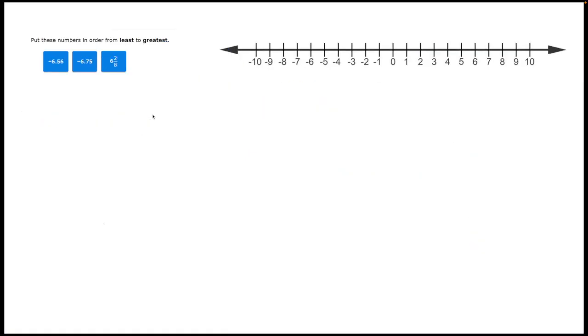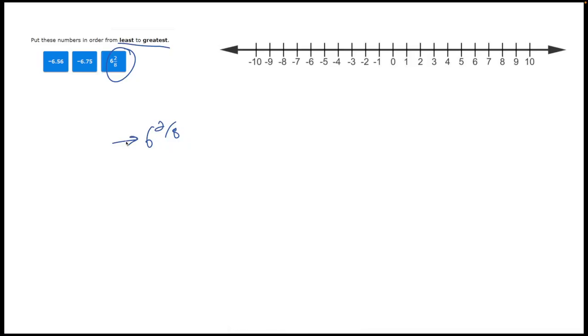All right, for this problem, you'll notice that there are two negatives, one positive. And so we said that negative numbers are always smaller than positive numbers. So the reverse of that would be to say positive numbers are always bigger than negative numbers. So this 6 and 2/8, it's the only positive number, has to be bigger than all the negative ones. So it is actually the greatest number on the list, 6 and 2/8, right? And it said put it in order from least to greatest. So the last number is going to be 6 and 2/8.